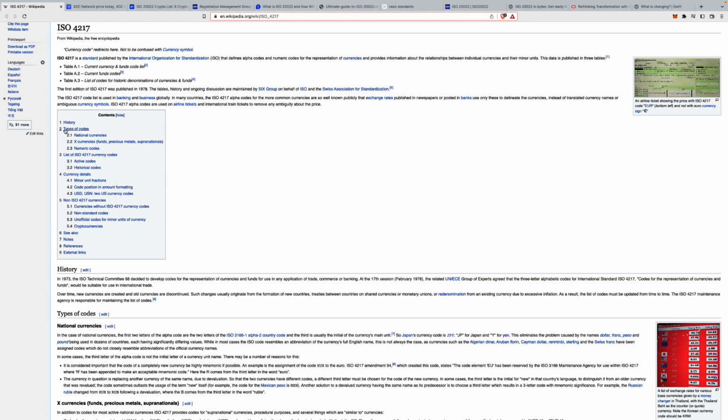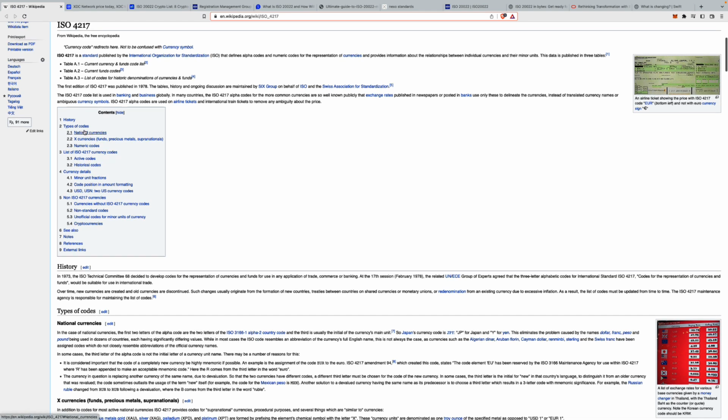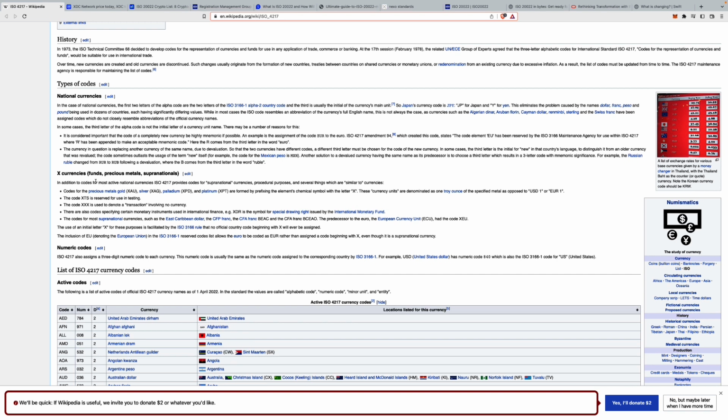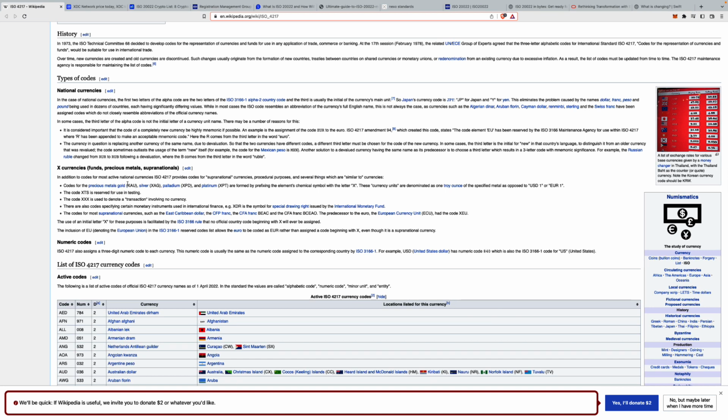All right, so then there's contents here, right? You have history, types of codes. So the types of codes is what's important. National currencies. So you have codes for national currencies, like Japan's currency code is JPY. Then X currencies, funds, precious metals, supranationals, right? Supranational currencies. In addition to codes for most active national currencies, ISO 4217 provides codes for supranational currencies, procedural purposes, and several things which are similar to currencies.